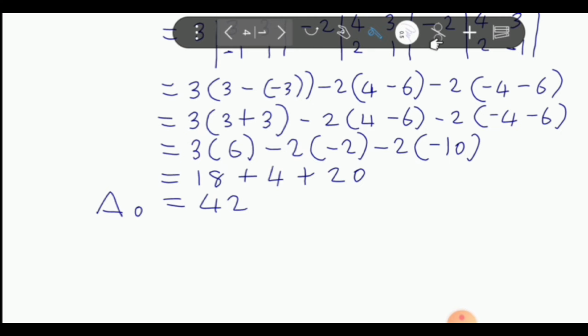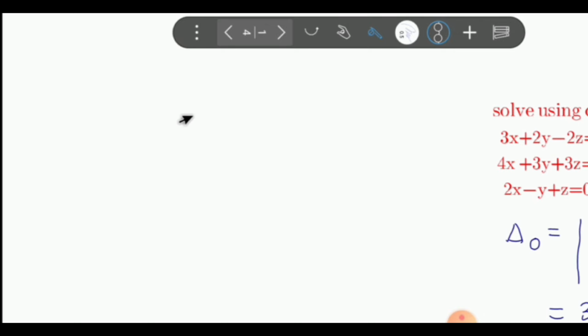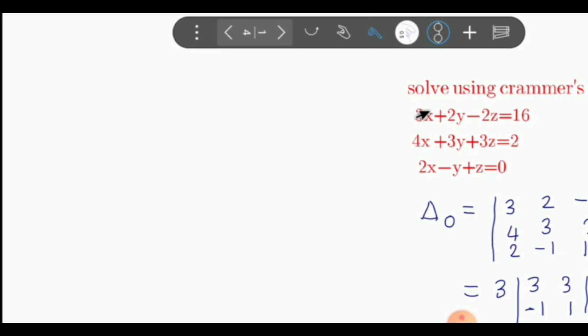Now let's look for delta x. So for delta x, move our line. Now, once I want delta x, anywhere, I'm not going to be putting the coefficient of x in my matrix. I'll be putting 16, 2, and 0 there to replace the coefficient of x. So it will be 16, 2, 0.